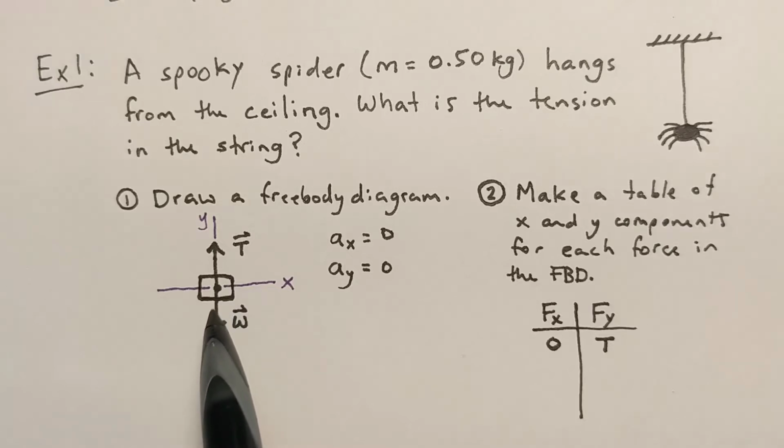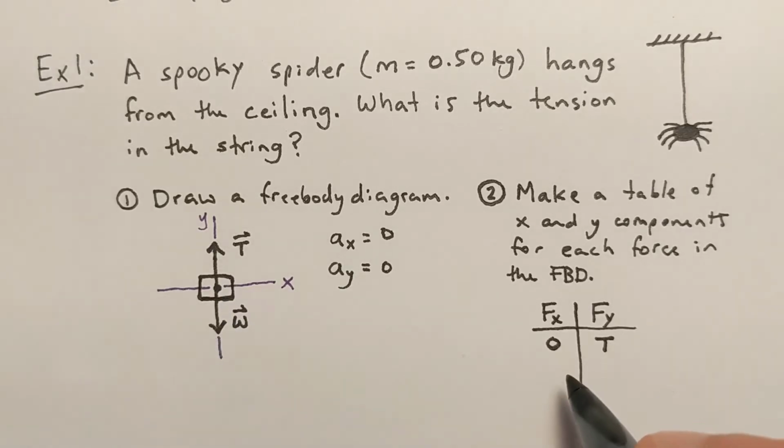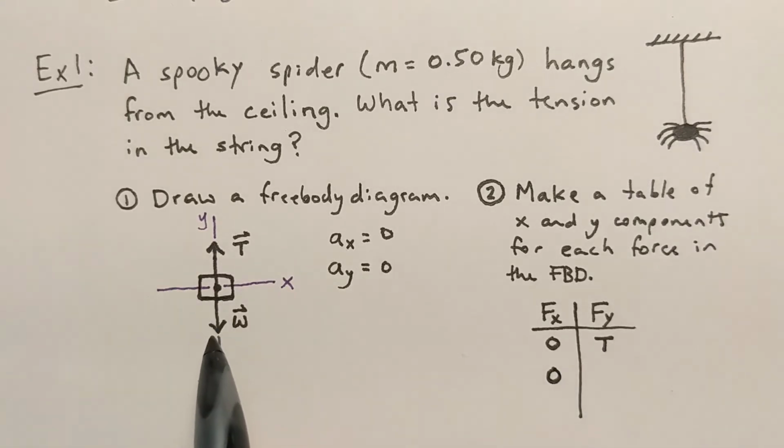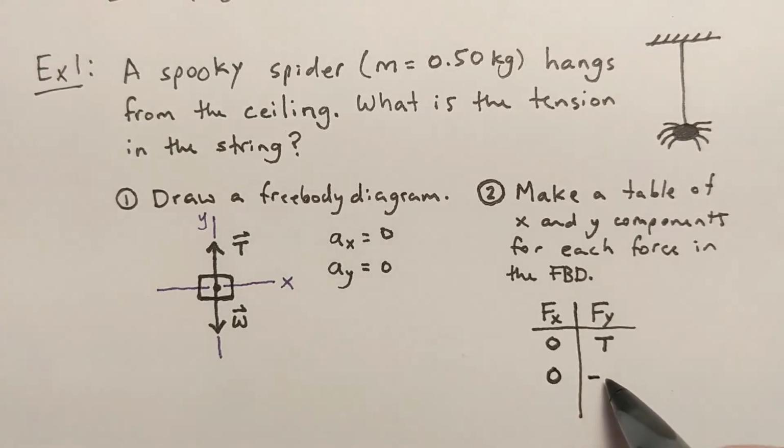Next, let me look at the weight. The weight is pointing again along the y direction, but this time it's in the negative y direction. So its x component is 0, right? It's not pointing along the x direction at all. And its y component is negative, because it points in the negative y direction, negative mg. Negative mg because mg is mass times the acceleration due to gravity here on Earth. That's how we calculate the weight. Mass times little g. Little g is positive 9.8 meters per second squared.